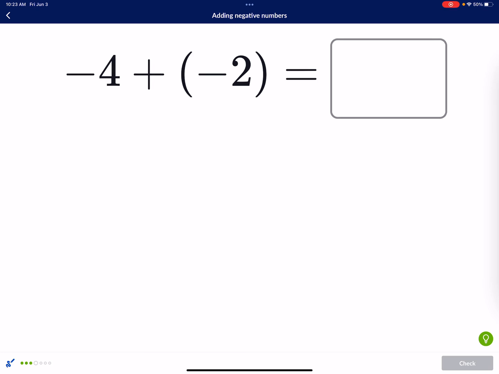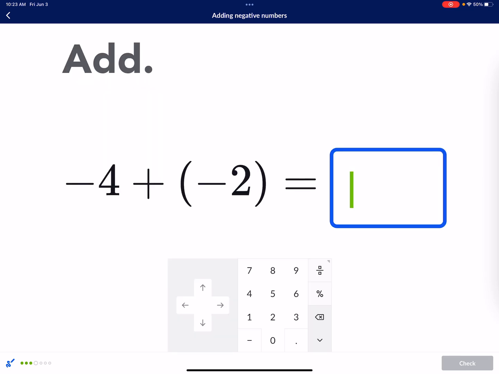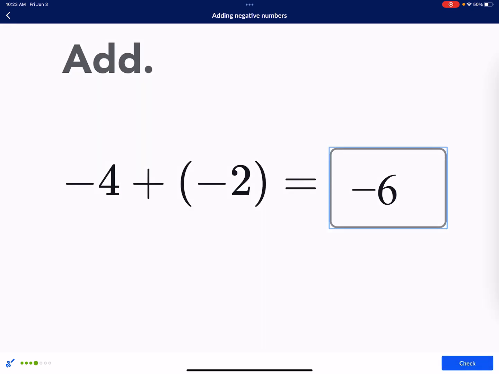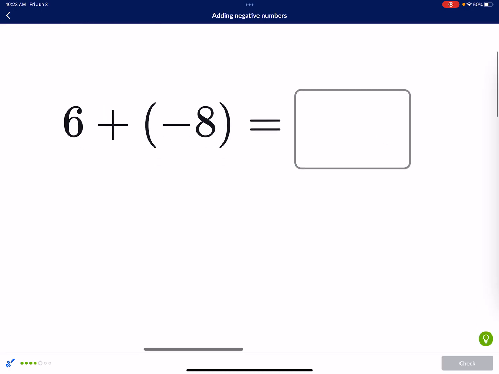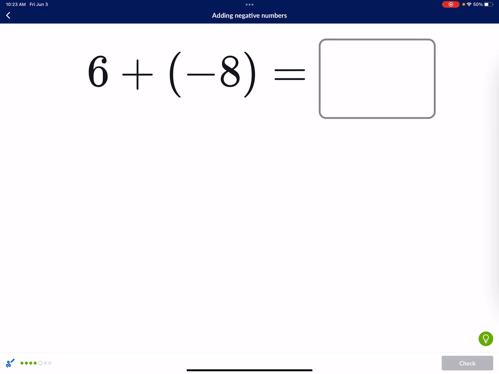Same deal. I'm starting with 4 negative counters: 1, 2, 3, 4. This means add 2 negative counters, which is 1, 2. And so I can't make any 0 pairs here. Together I have 1, 2, 3, 4, 5, 6. So my answer is going to be negative 6. Okay, let's just do one more, and then I think we'll be good.